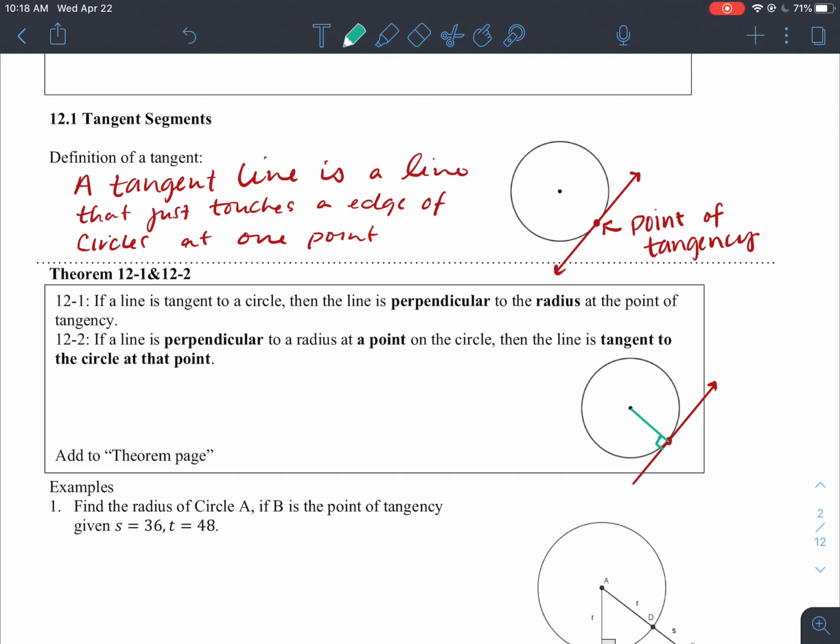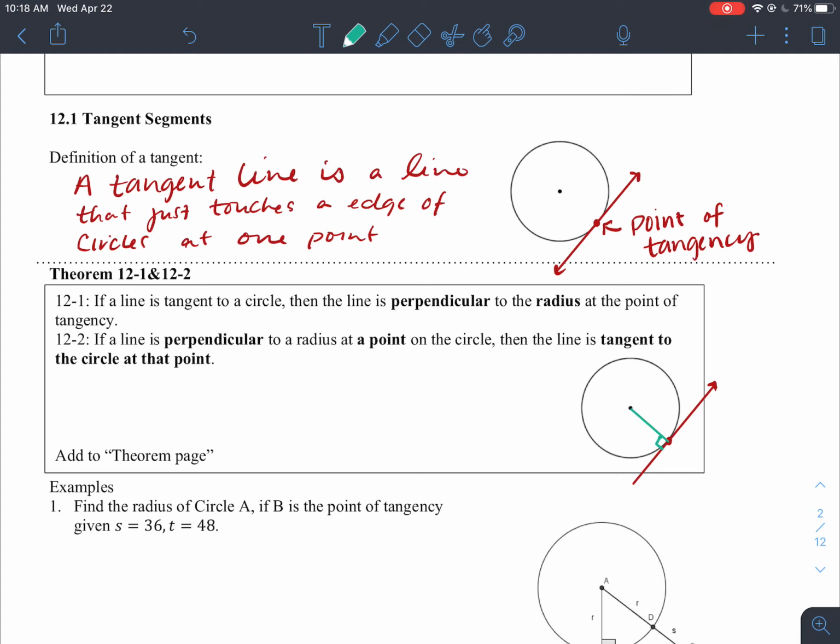Theorem 12.2 is the converse. It goes in the backwards direction. If a line is perpendicular to a radius at a point on the circle, then the line is tangent to the circle at that point. So those two go together. That's the only reason there's one picture there.